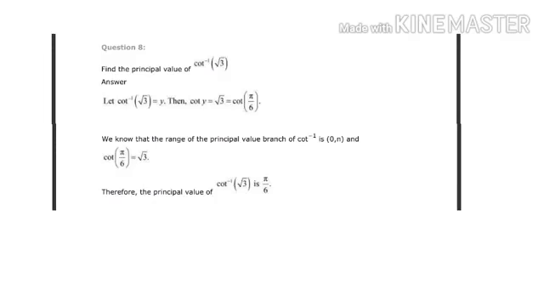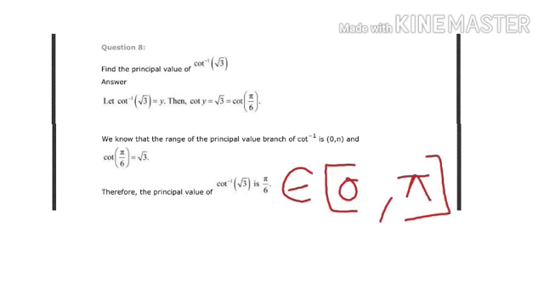given principal value branch. Question number 8 says, find the principal value of cot inverse root 3. Let cot inverse root 3 be y, and cot y will be equal to root 3, and cot pi by 6 is equal to root 3. We know the range of principal value branch of cot inverse is 0 to pi, and cot pi by 6 equals root 3. Therefore the principal value of cot inverse root 3 is pi by 6, as pi by 6 lies in the range.